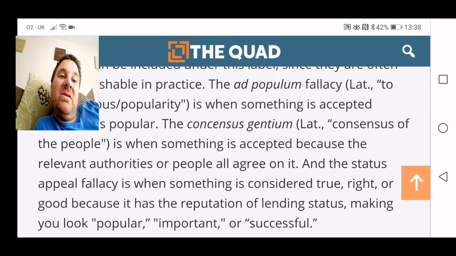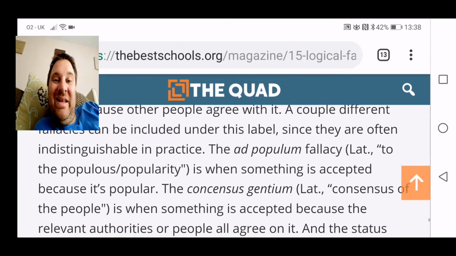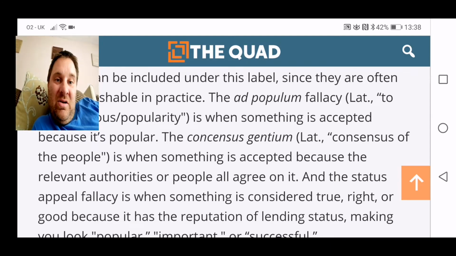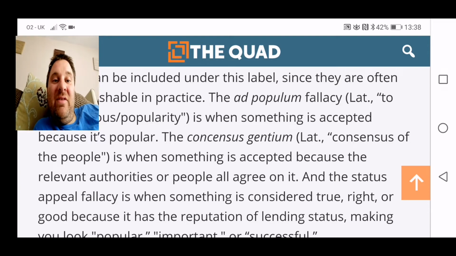And there's me saying it's ad populum fallacy because everyone believes the earth is a globe. No, it'd be that one, wouldn't it? The consensus gentium, consensus of the people. It's when something is accepted because the relevant authorities or people all agree on it.